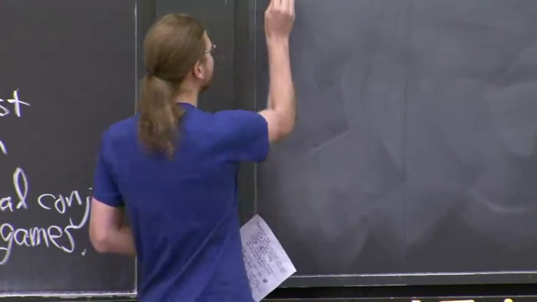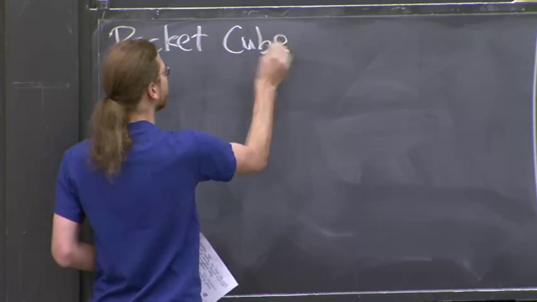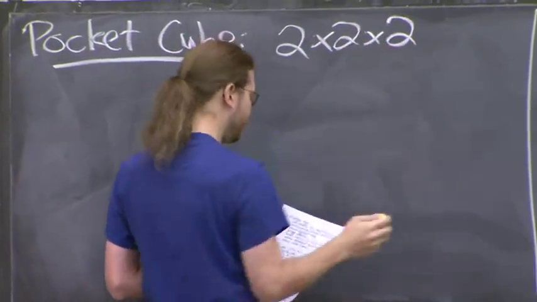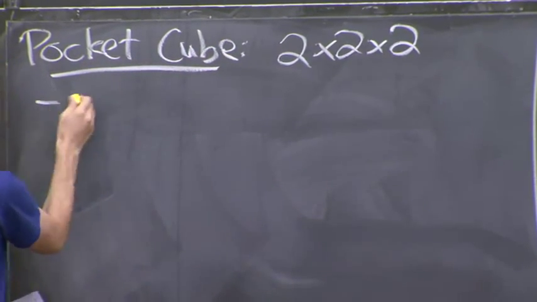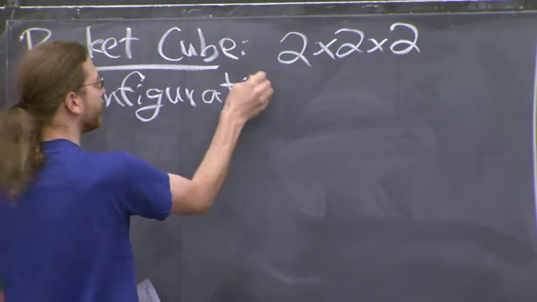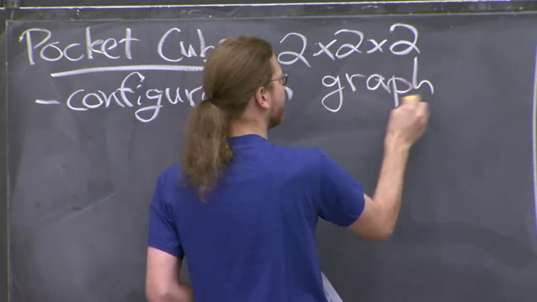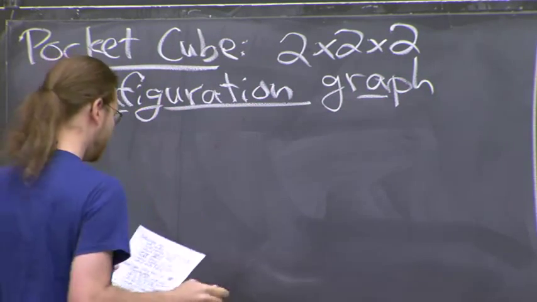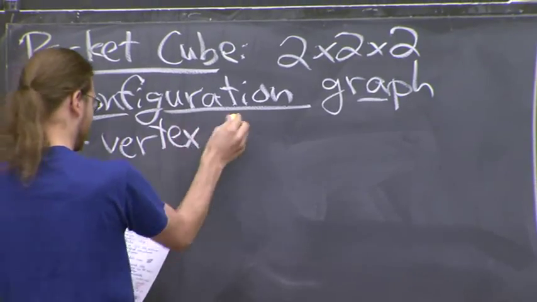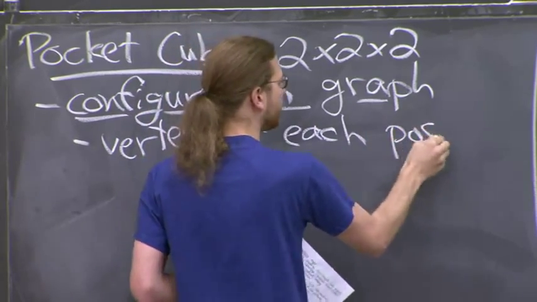OK, so let me tell you, just for fun, as an example, this pocket cube, which is the 2 by 2 by 2 Rubik's Cube. What we have in mind is called the configuration graph, or sometimes configuration space. But it's a graph, so I'll call it a graph. This graph has a vertex for each possible state of the cube.